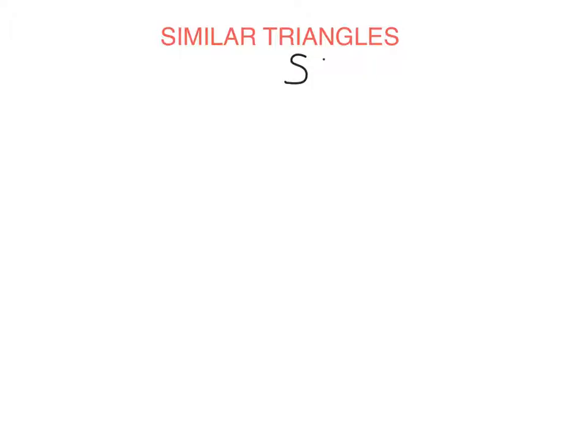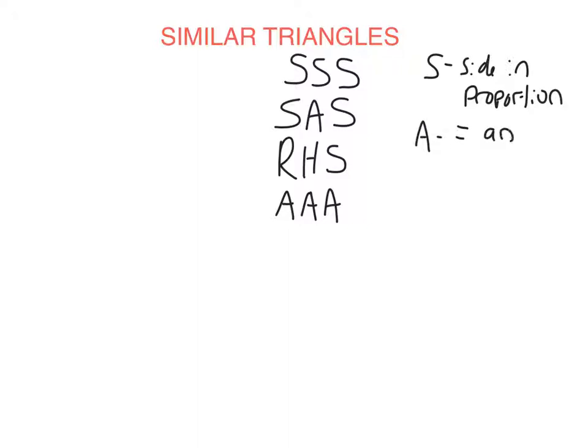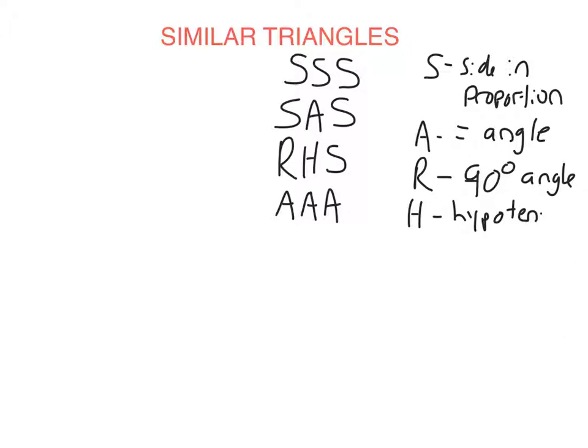The tests I'll write for you here: SSS, SAS, RHS, and AAA. Here, S means a side in proportion, A means an angle equal in each of the triangles, R means right angle in both of the triangles, and H means hypotenuse in proportion. That's, of course, the longer side of a right-angled triangle.